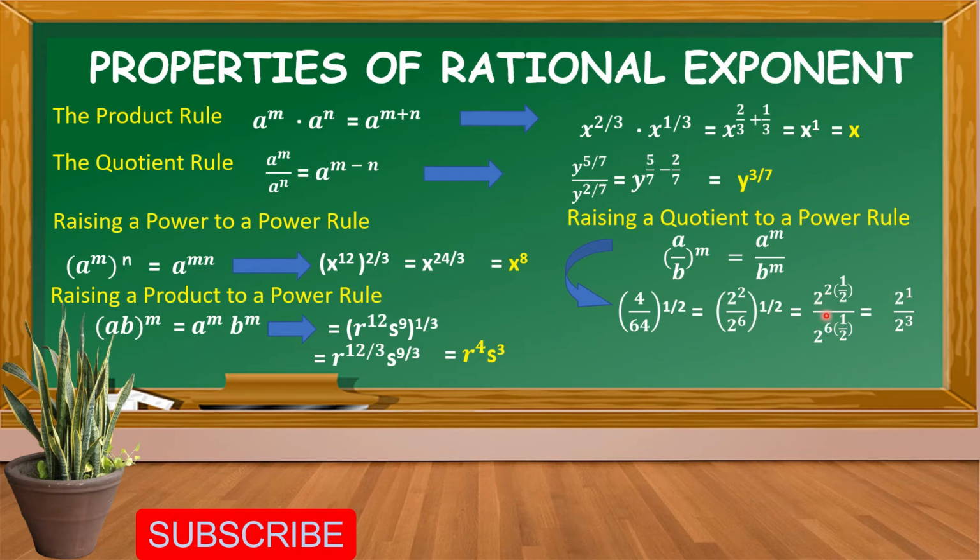So we have 2 squared. We are going to distribute the exponent 1/2 to the 2 and the 6. So 1/2 of 2 is 1, and 1/2 of 6 is 3. So our final answer is 2 over 2 cubed, which is 2 over 8, or equal to 1/4. Why 8? Because 2 times 2 times 2 is 8. So the final answer is 1/4.